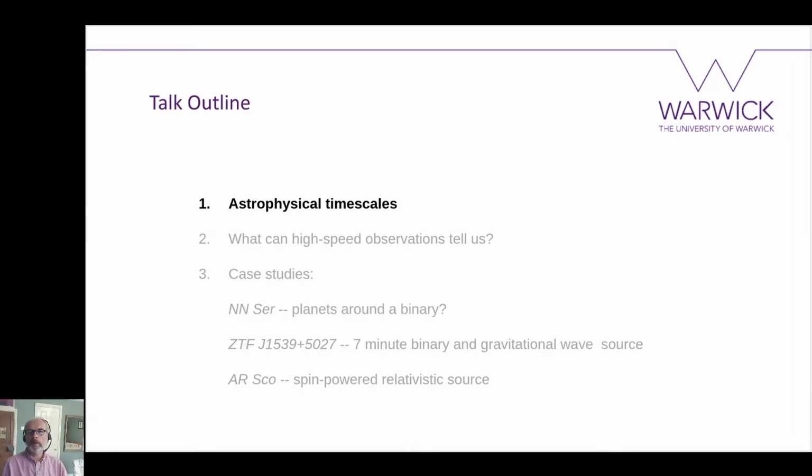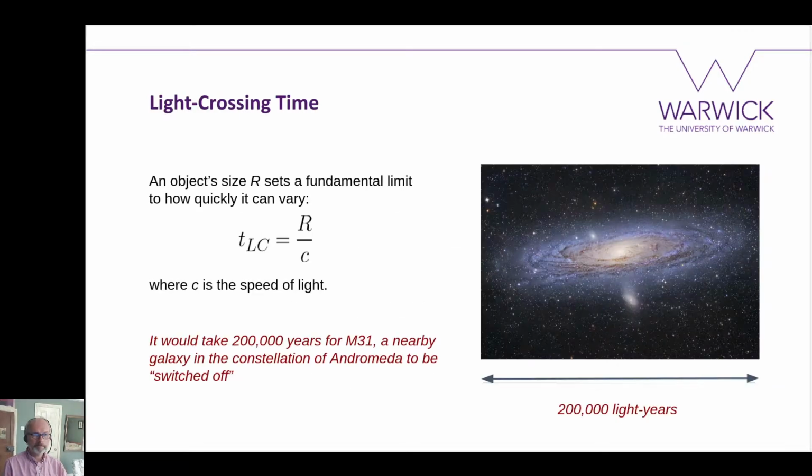So first of all, I'm going to talk about what I call astrophysical timescales. There are particular timescales that are important in astronomy. I'm going to first start off with the shortest one of all. No object can be seen to vary in astronomy, except under exceptional circumstances, on a timescale shorter than it takes light to go across it.